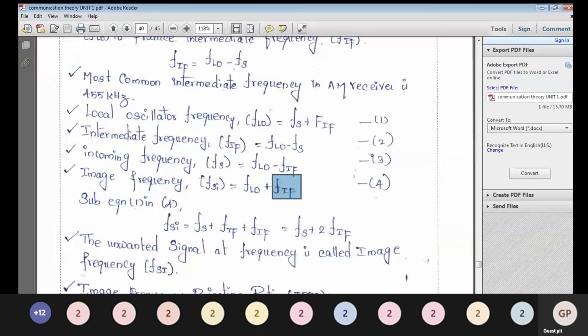Because this signal produces our expected output. Our expected output is 7 kilohertz. Local is 2, the incoming is 9, 9 minus 2 is equal to 7. So we got our desired output 7. So this is the desired signal. The 9 kilohertz is the desired signal because we are getting the expected output as the actual output.